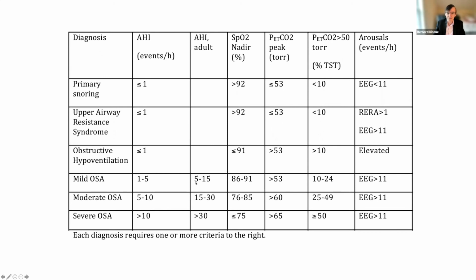Now, adults are different. See how the scoring is higher? 5 to 15, mild. And we're going to have a number of adults in this room. See how it's classified differently. So it's much more serious in children, and mainly because it affects learning.